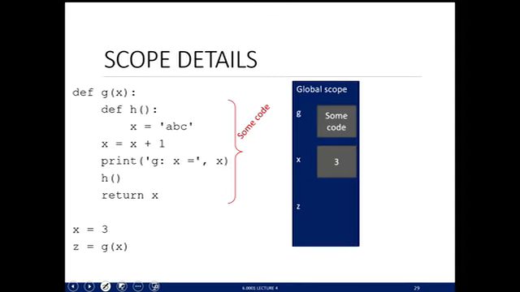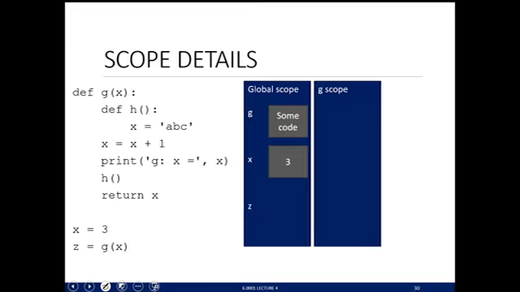Next line is x is equal to 3. So I'm making x a variable inside my global scope with value 3. And then I have z is equal to g of x. This is a function call. When I see a function call, I'm going to create a new scope. So here is the scope of g. With the scope of g, I'm mapping actual parameters to formal parameters. So inside g, what is the value of x? x is going to be the value 3, because I've called g of x with x equal to 3.